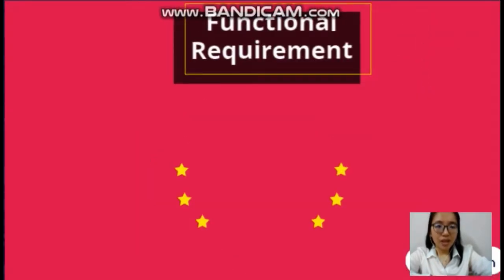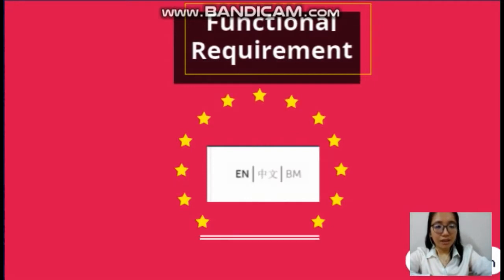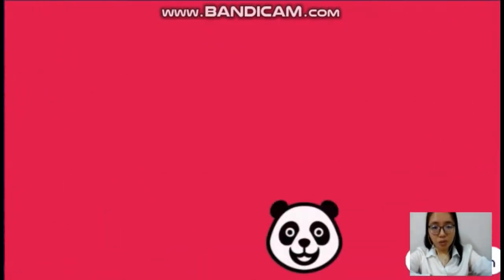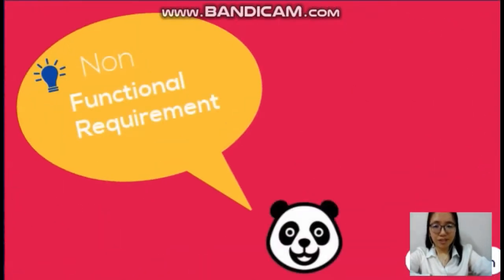Next, the functional requirement is language display. There are 3 languages available in Foodpanda, which are English, Mandarin, and Bahasa Melayu. Users can select the language they want based on their preference. Now, we proceed to discuss non-functional requirements.